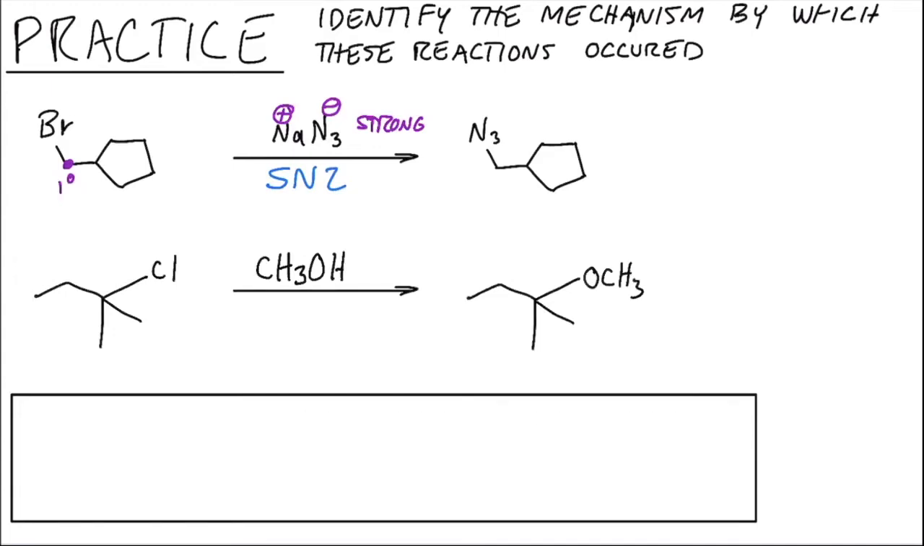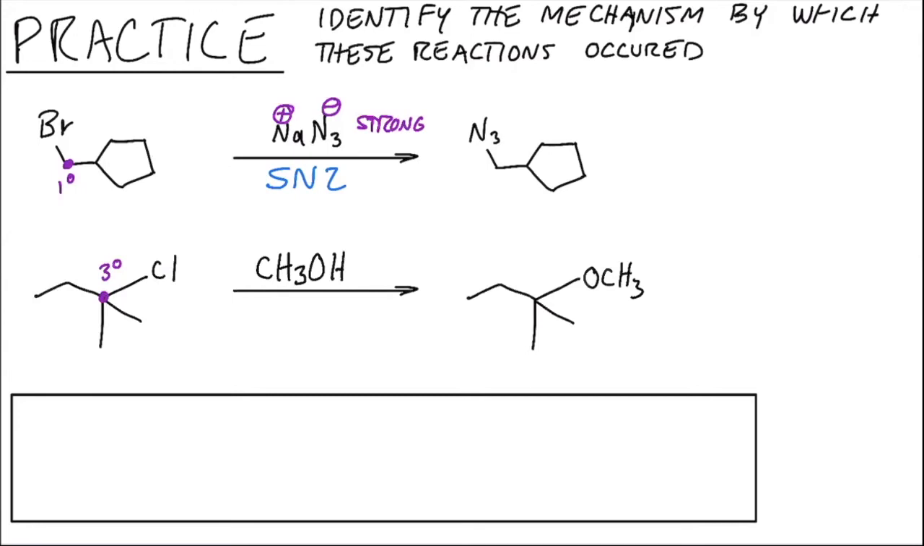Pause the video here and make a prediction of which mechanism you think this reaction occurred by. And then we'll analyze. If we take a look at where our leaving group starts, we have chlorine as our nice leaving group there. This is a tertiary substrate. So just like the opposite side of our primary substrate coin, think about which reactions are off the table when you have a tertiary substrate.